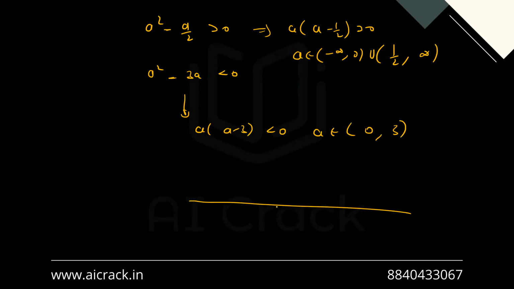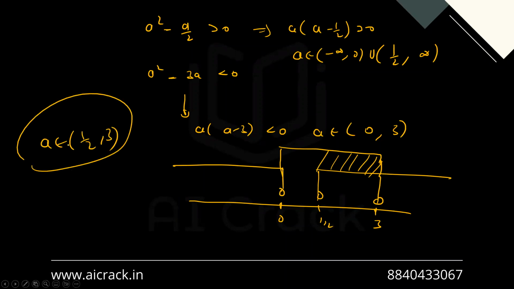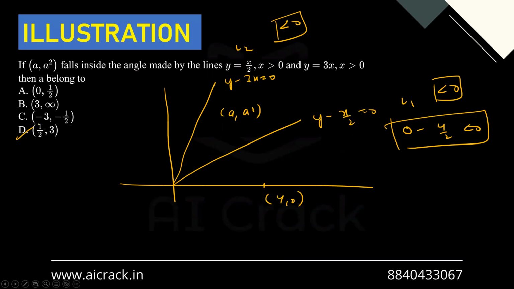So if I plot the number line, this is 0, this is 1/2, this is 3. The first condition gives me this region, and the second condition gives me this region. So the common region is this. So a belongs to (1/2, 3). So this should be the answer. So D is the correct answer.